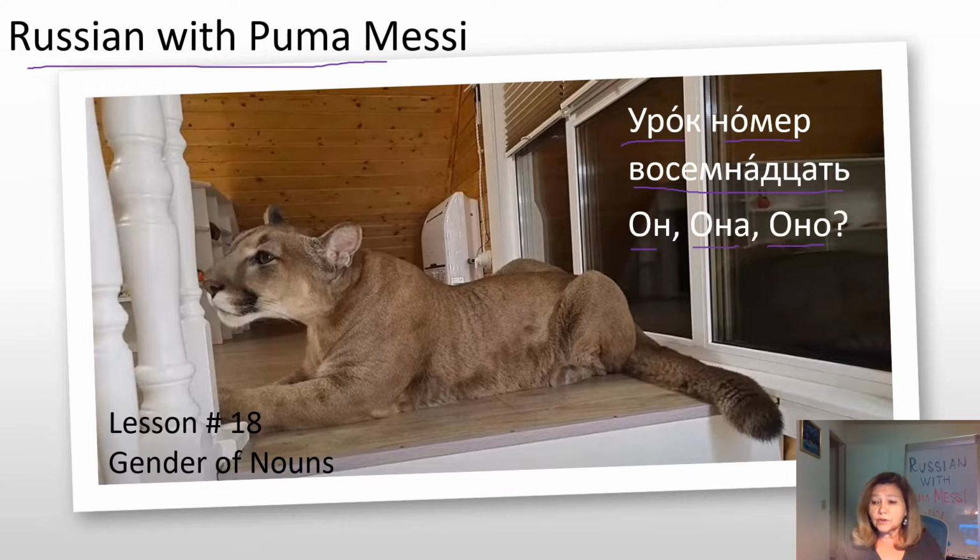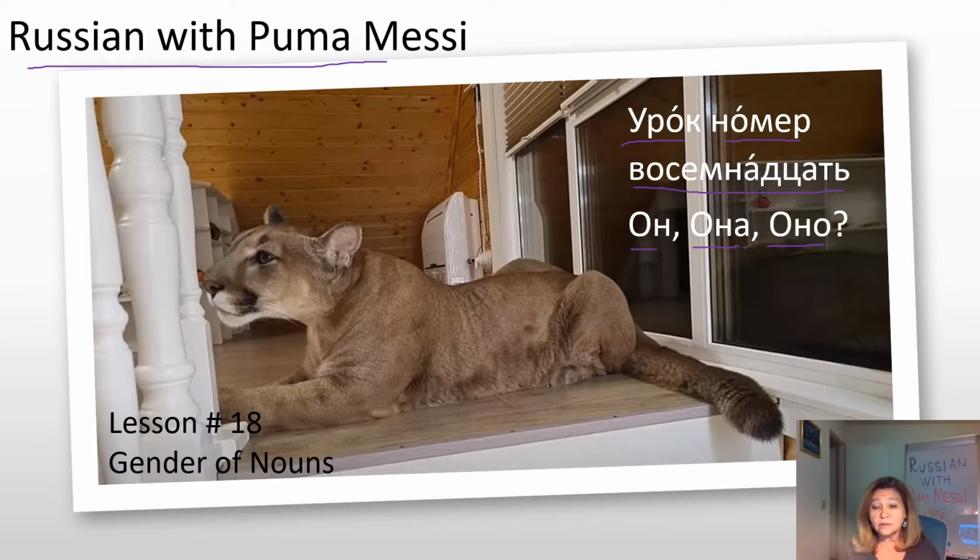So why would you think I use these personal pronouns in the title page in the first slide? Well, it's easy because the gender of nouns corresponds to its own personal pronoun. Он for gender masculine, она for gender feminine, and оно for gender neuter. Let's begin our wonderful lesson.